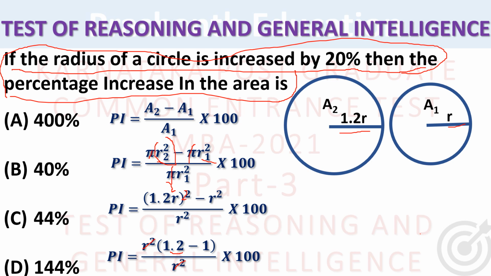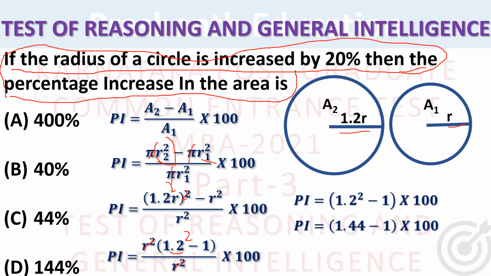So the remaining thing is 1.2 square minus 1 into 100. Okay, so 1.2 square we know will be 1.44. So 1.44 minus 1 will be 0.44 into 100. So the correct answer is 44%. Okay, now let's look into the next problem.